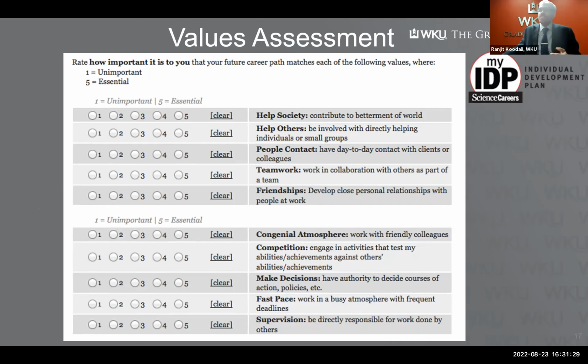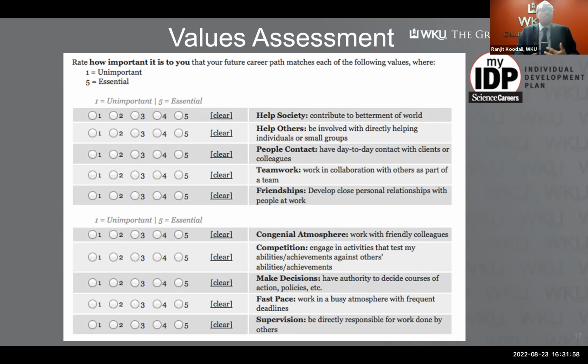And so the values assessment, I have taken a screenshot. I did not provide one for the interest assessment in the interest of time. So when you're doing this value assessment, you'll see these are very open-ended questions. Do you want to help society and contribute to the betterment of the world? Are you deeply interested in helping others? Are you interested in working as a team? Are you an extrovert? Are you a people person?